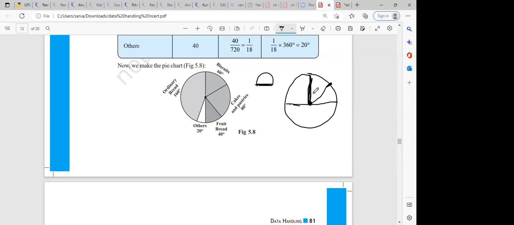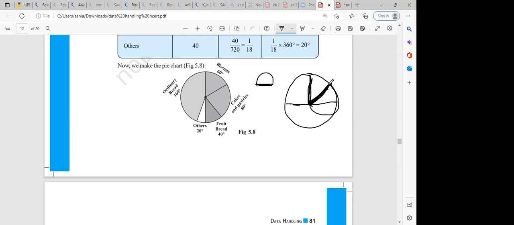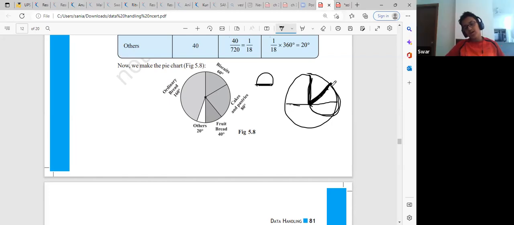Now you will put your protractor on this line like this, slanting. Your head will be this side and your base will be this side. Okay. Ma'am, I've done this chapter in my previous school.